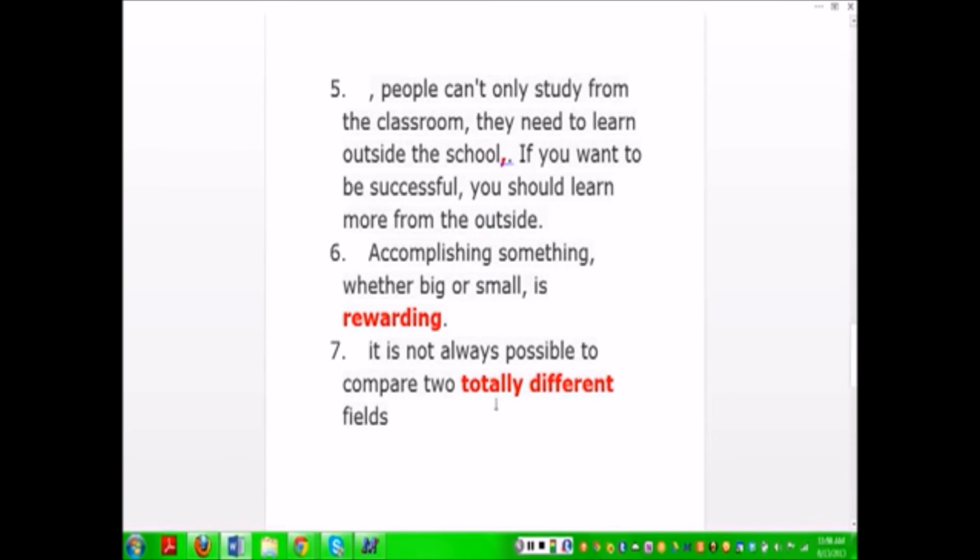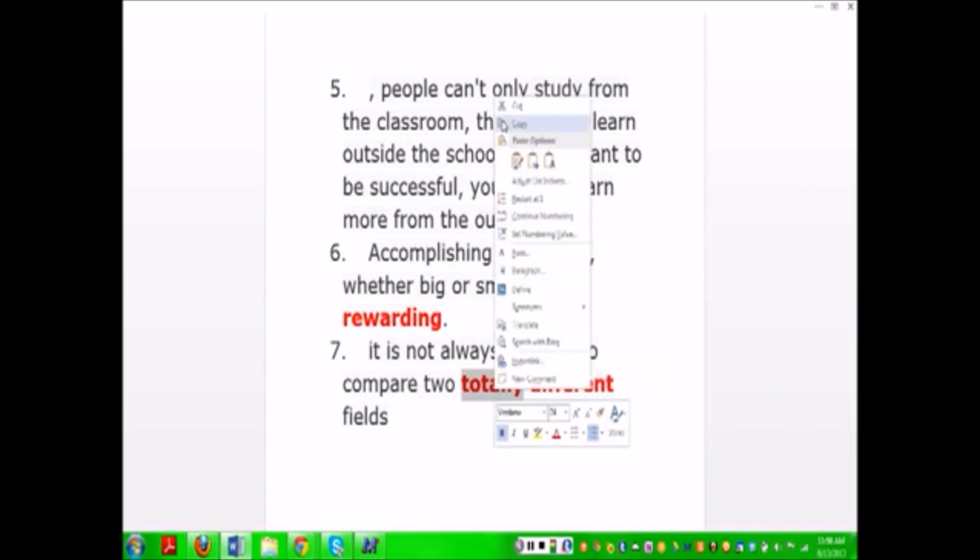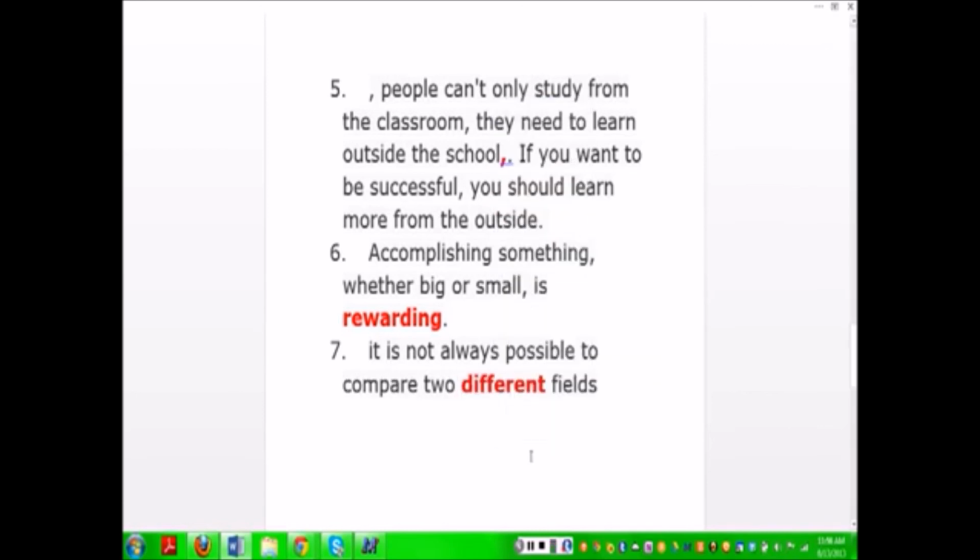And finally, in number 7, it is not always possible to compare two totally different. Totally is one of these words like very and specific and certain that really adds nothing. If they're different, they're different. You can't be very different. It's not clear what the difference is between totally different, very different, or just different. So again, this word is meaningless, so cut it out.